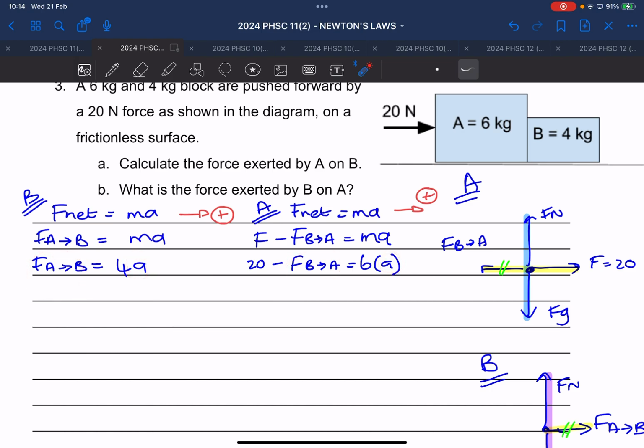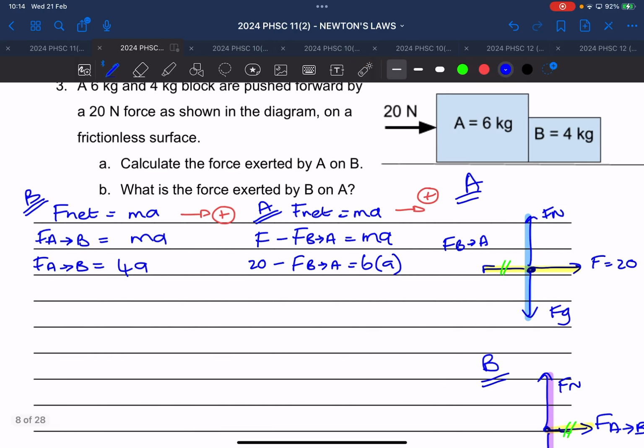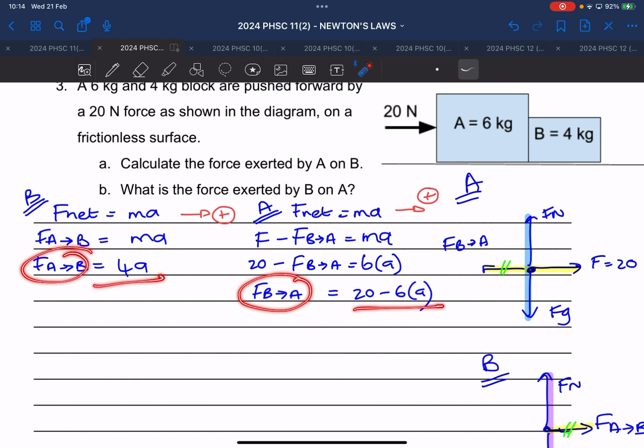But according to Newton's third law, the force that A exerts on B is equal to the force that B exerts on A. So this thing here and this thing here is the same thing. If I rearrange this formula, I get the force of B on A is equal to 20 minus 6a, then I have this thing and this thing equal to one another.